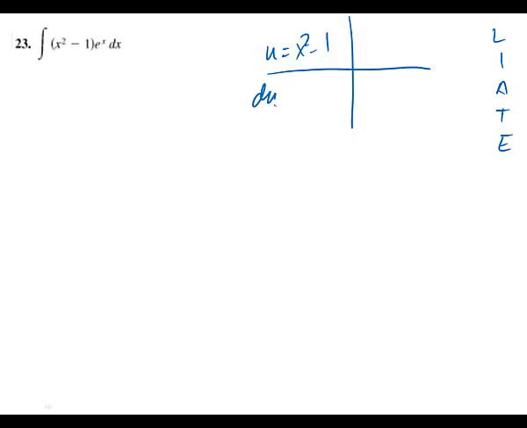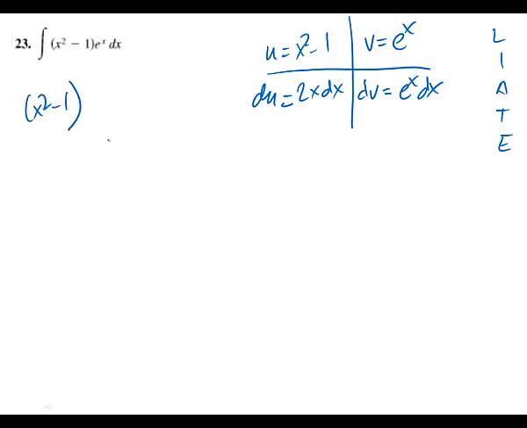x squared minus 1. So du would be 2x dx. dv is going to be what? So v is also e to the x. Good. All right, so it goes uv. So u is the x squared minus 1. V is the e to the x minus the integral of v, which is e to the x, du, which I'm going to rearrange that a little bit. I need more space. So it's going to be 2x dx, right, for this piece.